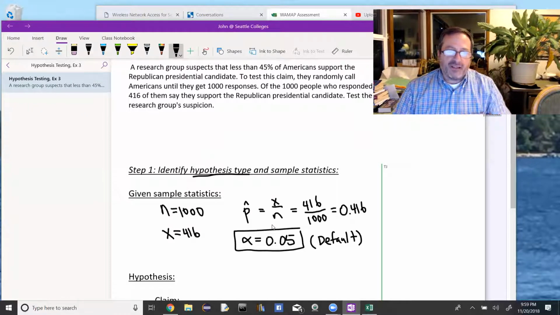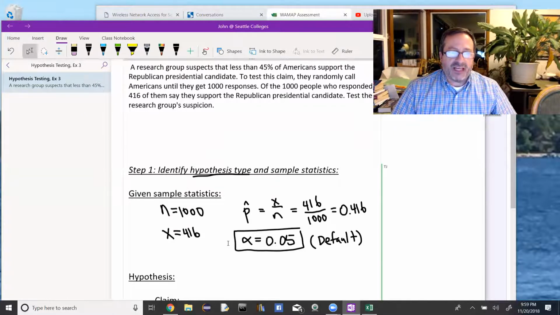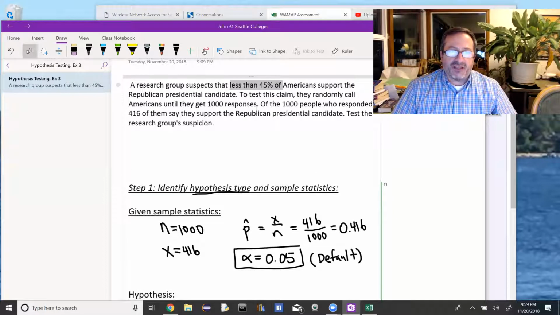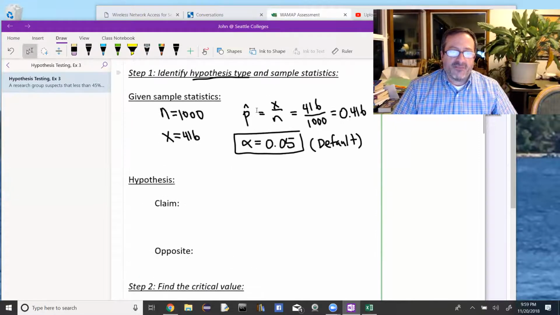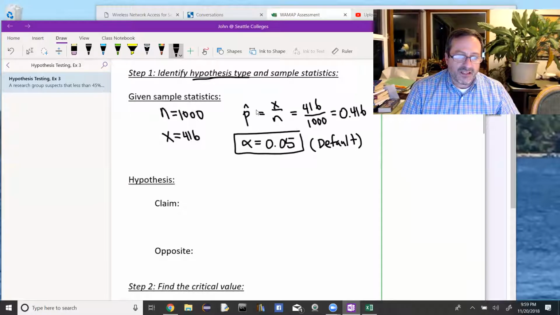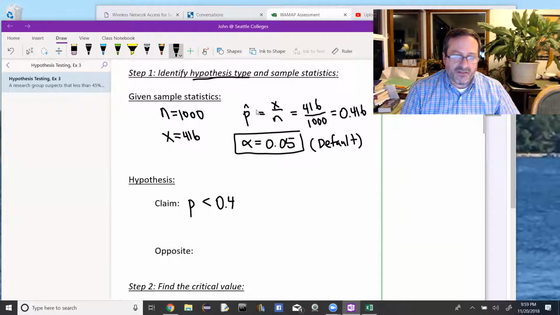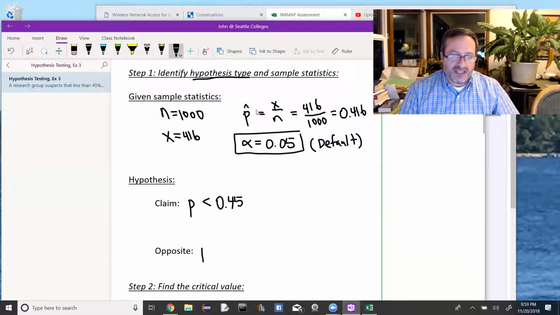Okay, so what is the claim? We look at the hypotheses. The claim is that less than 45% of Americans support the presidential candidate. So the claim is that the population proportion that support the Republican candidate is less than 0.45. I want to identify the opposite of that. So that's p is greater than or equal to 0.45.